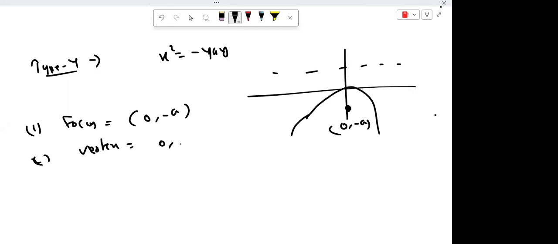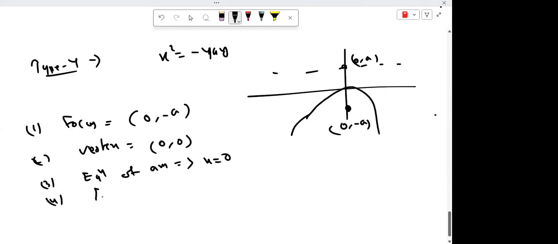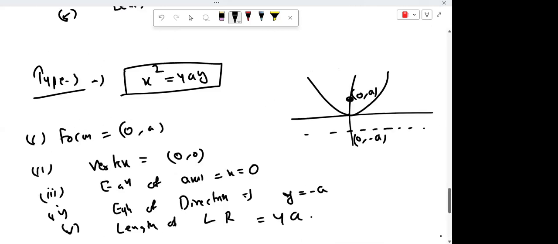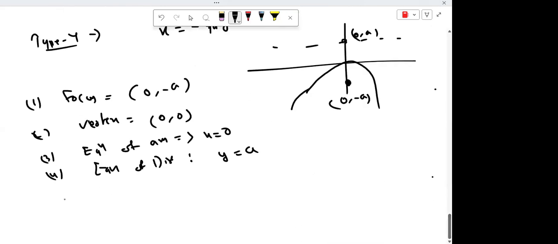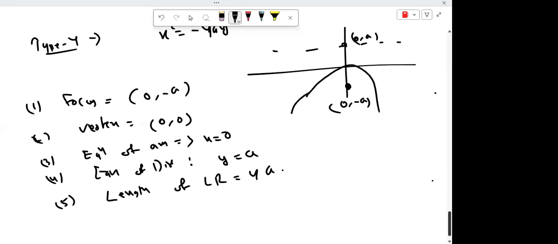Vertex is (0, 0), and equation of axis is x equals 0. Equation of directrix is y equals a. If you just remember all these things, then you can solve every question. The length of LR is 4a. Note it down.